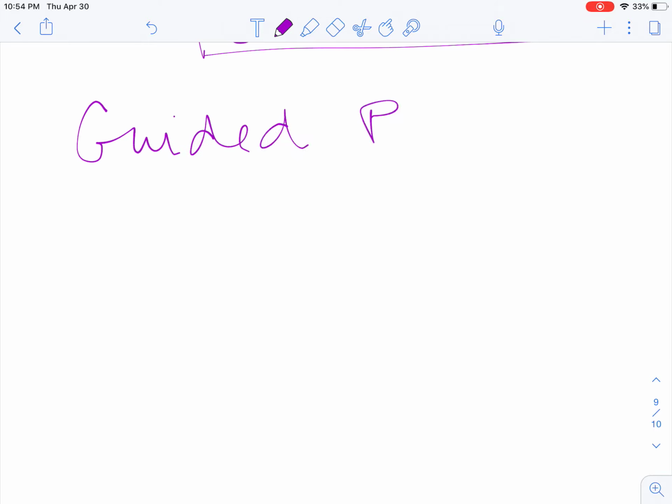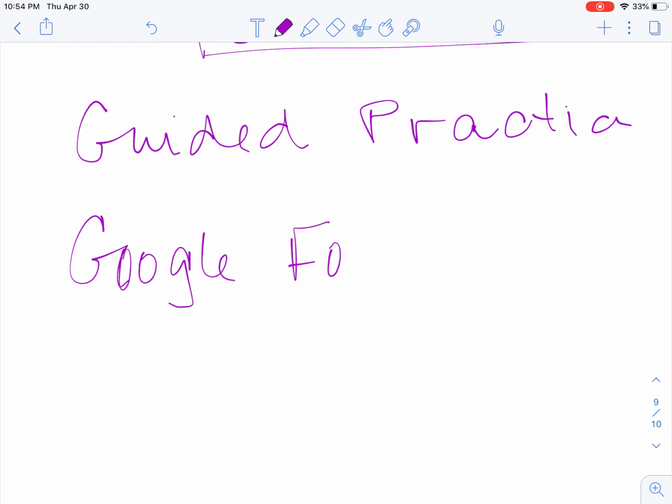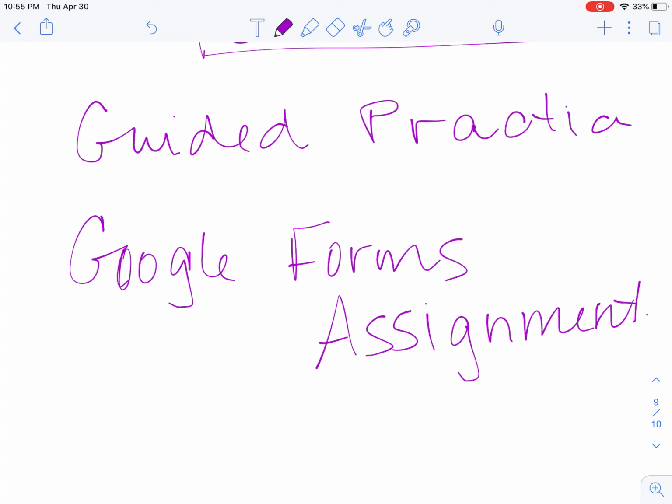Now your assignment is there's a guided practice that you're going to want to do, and there is an answer key so you can check your work, and then you have a Google Forms assignment to do. The guided practice has 4 questions and the Google Forms assignment has 10. Make sure you get both of those done and get them turned in so that you do get credit.